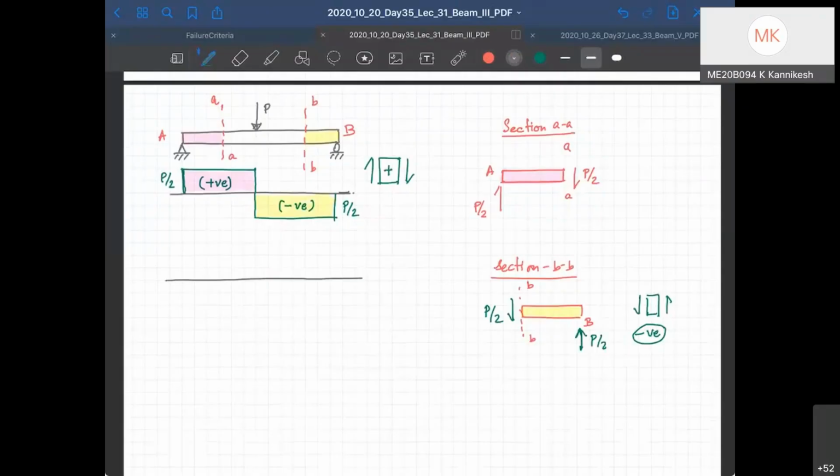Now let's look at the bending moment diagram. So the bending moment diagram is going to be all positive, right? All of you agree on that? So it will be 0 here, and then it will come like this to a point here where the load is acting, and then it will go down again.